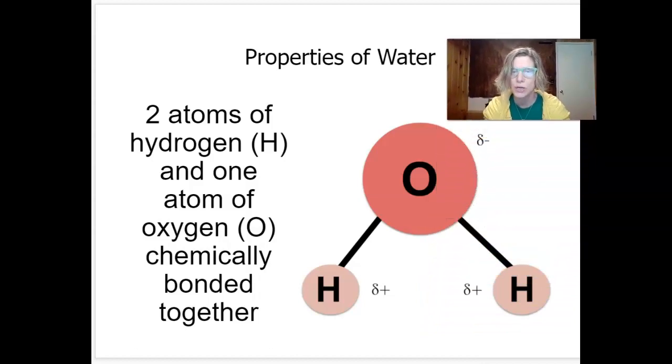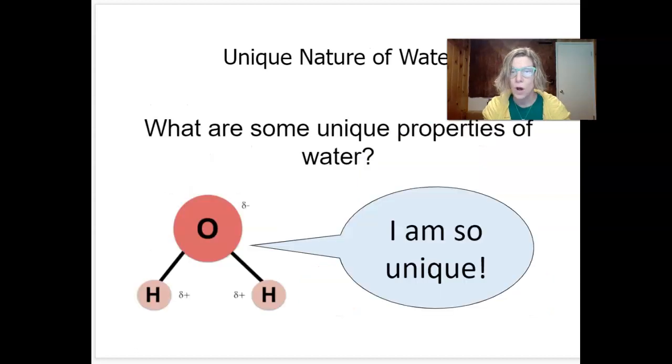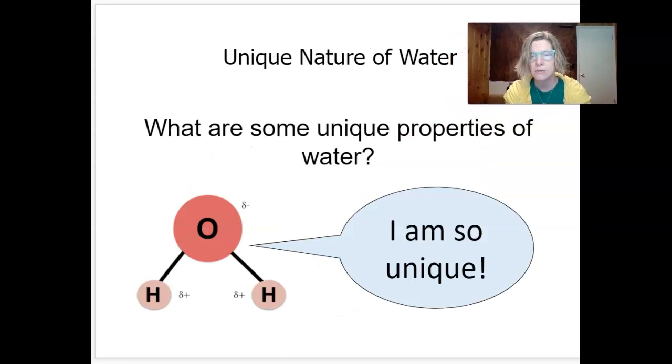We have 2 atoms of hydrogen and 1 atom of oxygen chemically bonded together. This is a very special type of chemical bond, and we'll talk about that. Water is super unique. It's the most unique and important molecule out there. But what are some of those unique properties of water? I'm going to tell you about those different unique properties and why they're so important in our ocean.